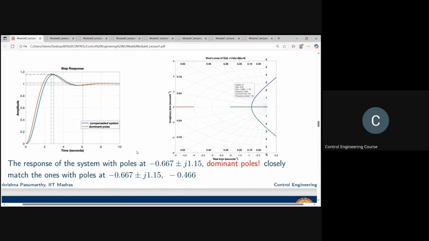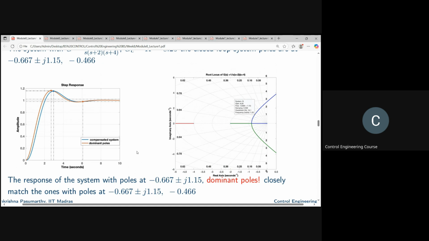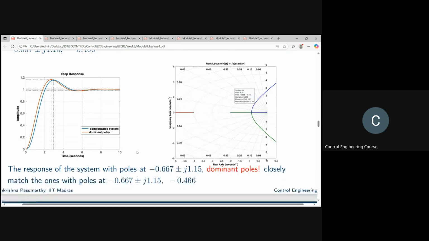So the first step is checking if the root locus of the original system passes through the region of specification, and then rendering the other poles of less importance, at least 5 times farther away in the real part. If that is the case, then the proportional controller will solve this problem.